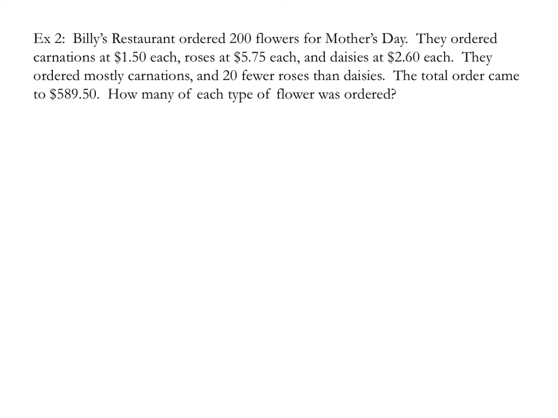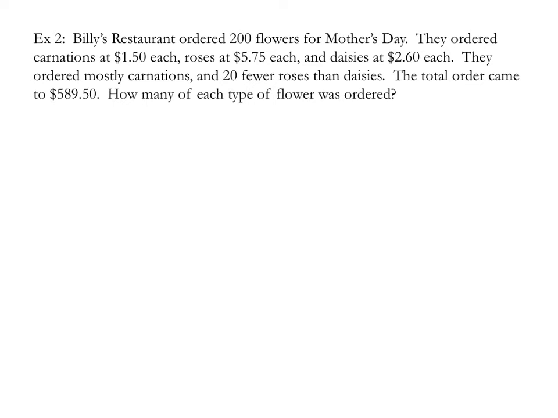All right, so example number 2. Bill's restaurant ordered 200 flowers for Mother's Day. They ordered carnations at $1.50 each, roses at $5.75 each, and daisies at $2.60 each. They ordered mostly carnations and 20 fewer roses than daisies. The total order came to $589.50. How many of each type of flower was ordered?